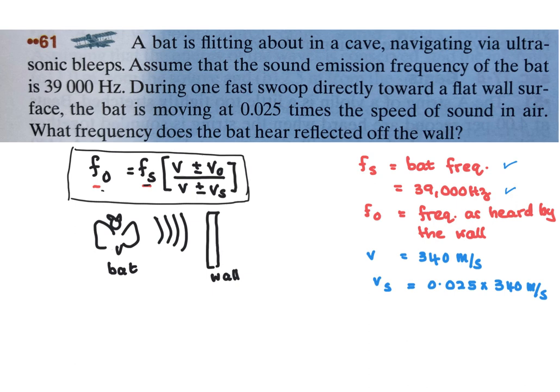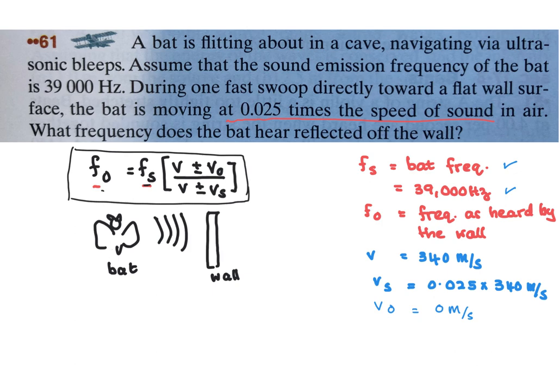If you look at the velocities, the velocity of the sound I took as 340 meters per second, and the velocity of the source I took as 0.025 times 340, because that is what is given to us, 0.025 times the speed of sound. The last thing is the speed of the observer, which is the wall, and it is not moving, as we all know. So the speed of the observer, v of observer, is equal to 0 meters per second.